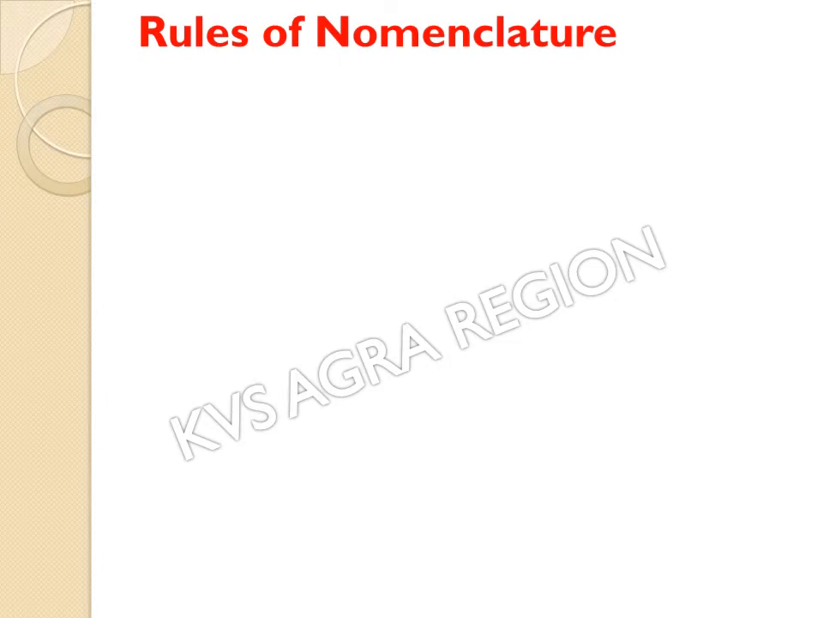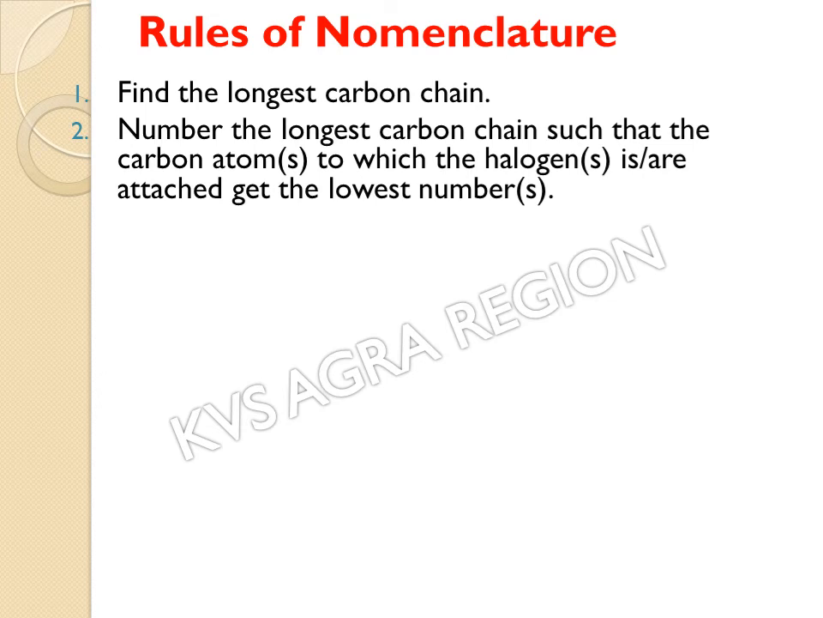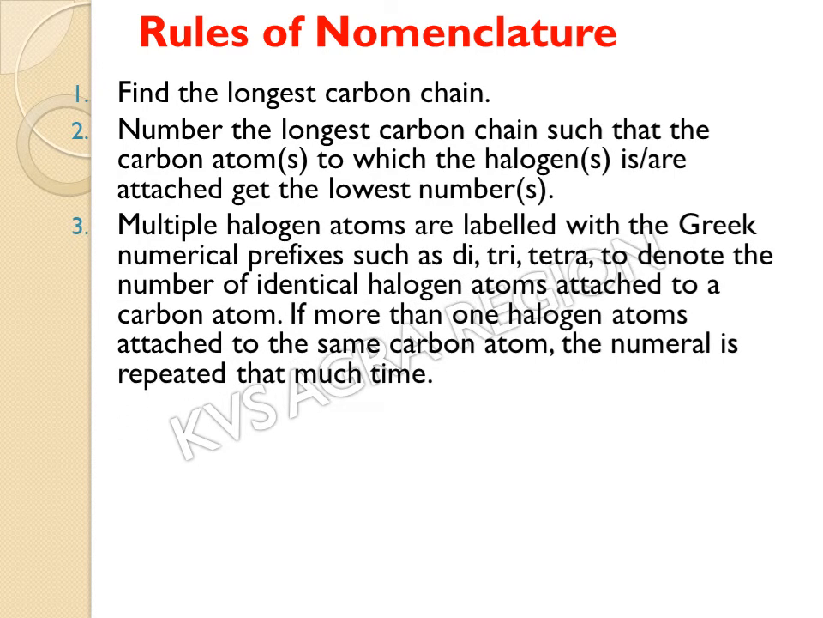Let's brush up rules of nomenclature. First, we should find the longest carbon chain, followed by numbering of the longest carbon chain such that the carbon atom or atoms to which halogen or halogens are attached gets the lowest number. After that, if multiple halogen atoms are present, then they are labeled with Greek numerical prefixes such as di, tri, tetra to denote the number of identical halogen atoms attached to the carbon atoms. If more than one halogen atom is attached to the same carbon atom, the numeral is repeated that many times.